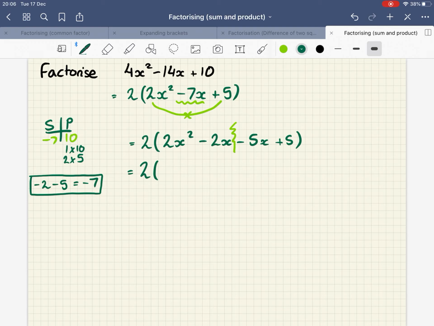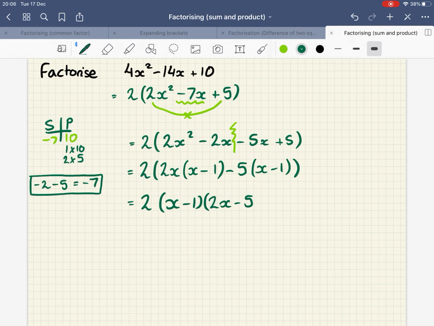So that's going to be 2. My common factor here at the front is going to be 2x. That'll be x minus 1. Common factor here is 5. That'll be x minus 1. And so my first bracket will be that x minus 1. And my second bracket is going to be 2x minus 5. So that is our trinomials using the sum and product method. Hopefully that's made things a bit clearer.